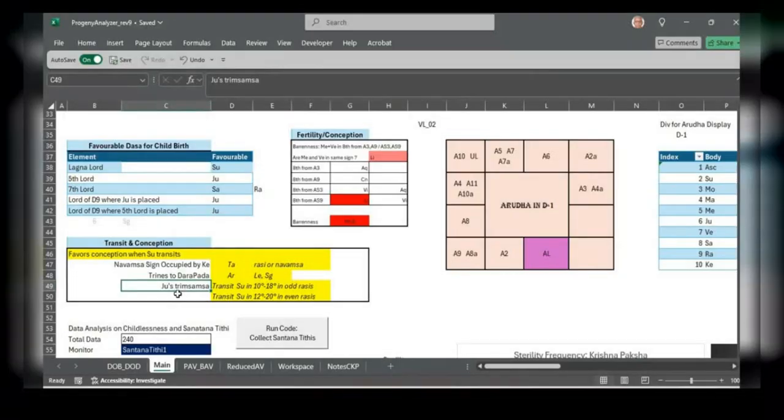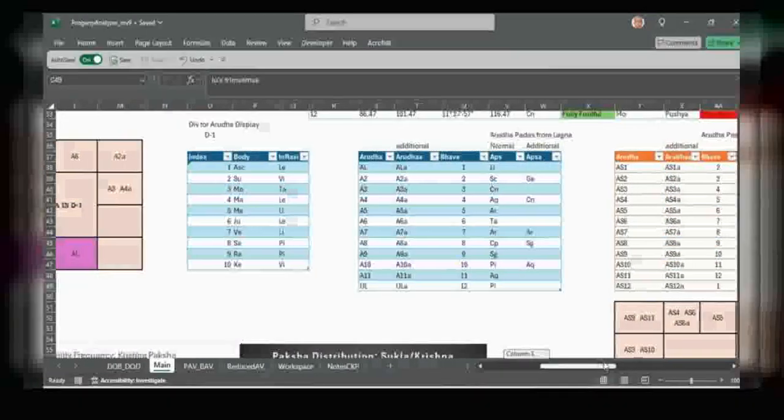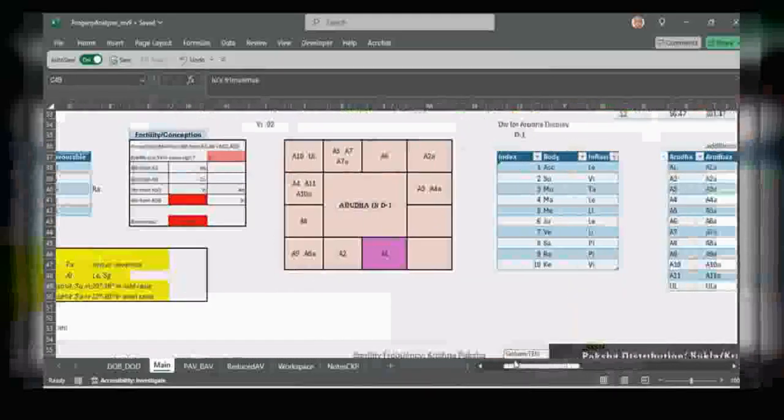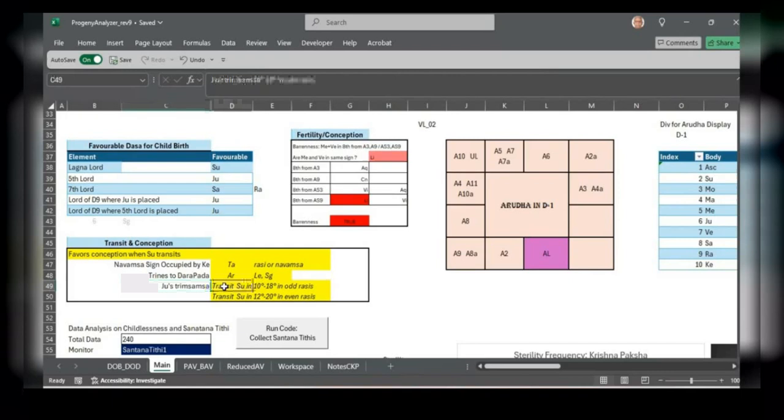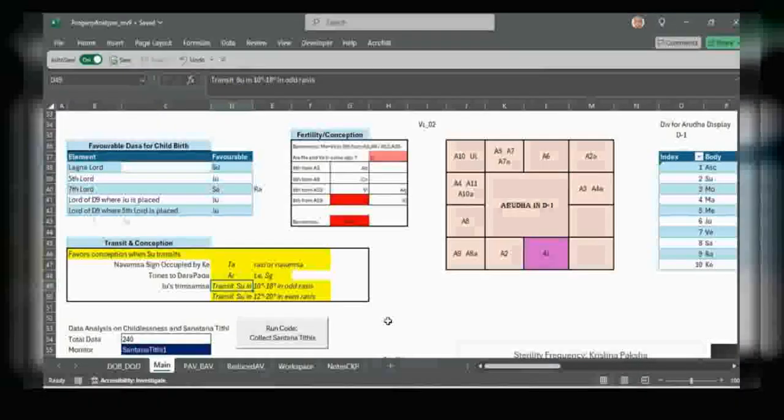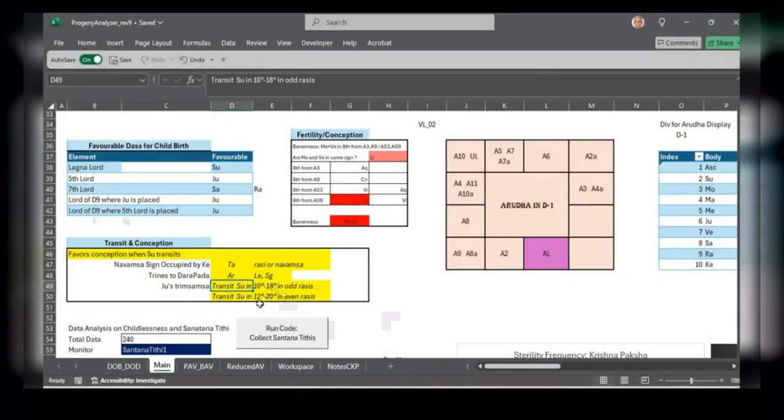Jupiter's Trimsamsa, you need the divisional chart of Trimsamsa here. We have already plotted that. So it is actually calculating all that. So when Sun transits 10 to 18 degrees in odd Rasis, you can easily monitor this instead of going and creating a Trimsamsa and all that. When Sun transits 12 to 20 degrees in even Rasis, odd Rasis, even Rasis, everyone knows.